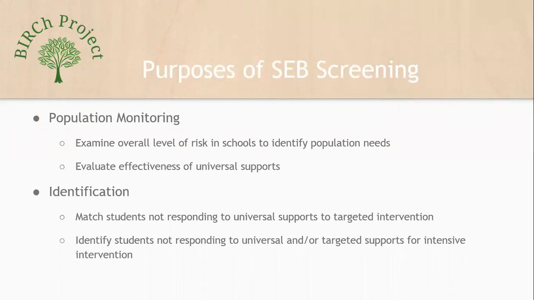There are many reasons that a school district might want to conduct social emotional screening, SEB screening. The first is population monitoring, in which data are used to examine the overall level of risk for a student body within a school or grade level. Monitoring the risk of population is particularly useful for evaluating and informing changes to Tier 1 or universal social, emotional, and behavioral supports. Second reason is identification, in which school-based teams use screening data to determine which students are not responding to the universal supports. And once these students are identified, they are connected to appropriate targeted Tier 2 or intensive Tier 3 social, emotional, and behavioral interventions.